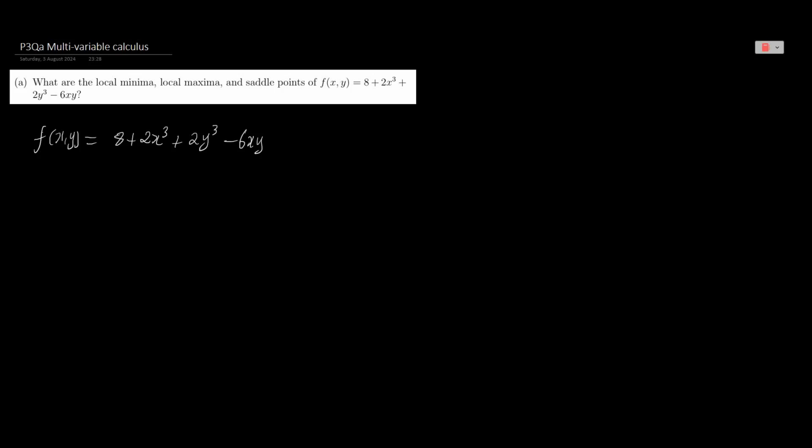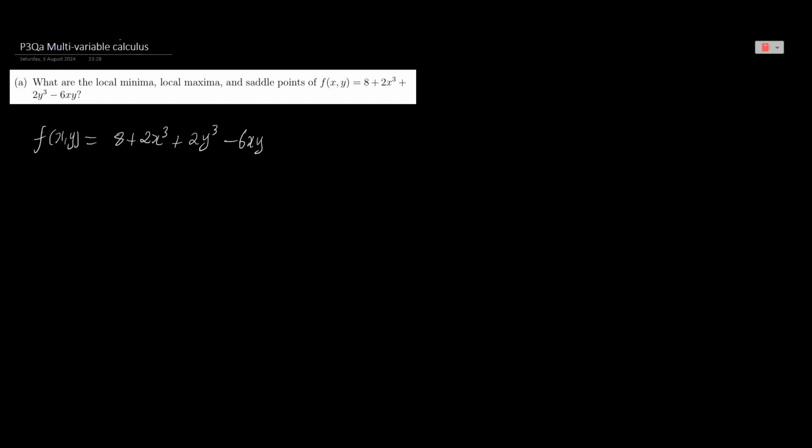So in this question, we've been asked to evaluate the local minima, local maxima, and the saddle point of our function f of x comma y, which is equal to 8 plus 2x cubed plus 2y cubed minus 6xy. So there are steps we have to follow in order to calculate our different values.